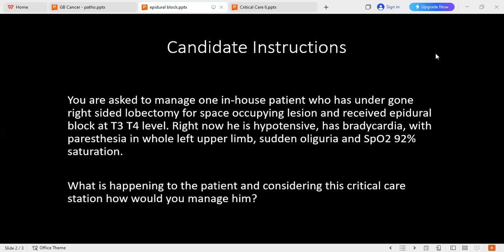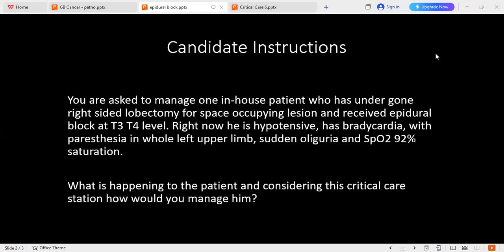Do you agree with the statement that epidurals improve the outcome of the surgery? Is this true or not? Yes, true, they improve the outcome of the surgery, and also decrease the recovery time of the patient. What are the factors which affect the efficacy of the epidural block?